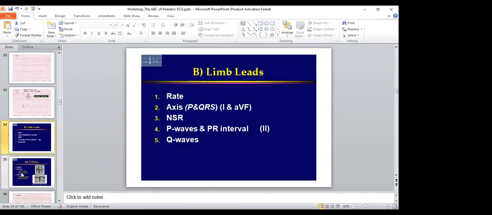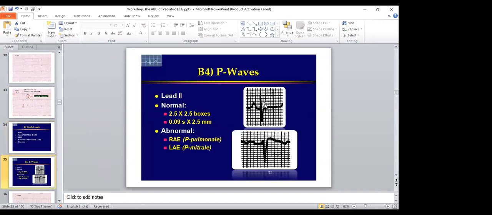What else do we calculate? P wave, as a dictum, 2.5 into 2.5 is a normal P wave, that is breadth 2.5, height 2.5. If more than 2.5, we call it P mitrale.